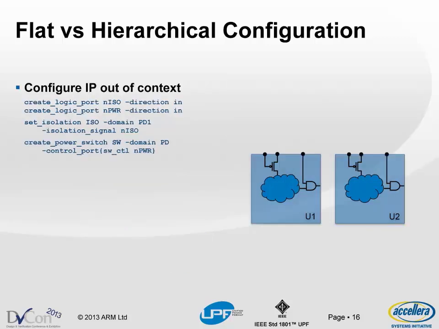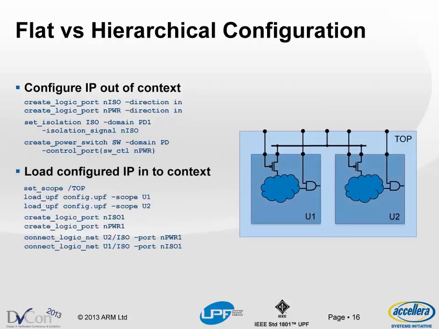In order to configure hierarchically, you need to configure your IP out of context. And in order to do that, you don't have access to the output pins of your power management unit. So when you're going to insert your isolation or insert your switches, you've got nothing to wire it up to. This is why we needed to add to UPF2 the create_logic_port and create_logic_net, so that we could add this to the RTL without having to modify the RTL. So now we can create the ports that we want to use to add in the switches and the isolation like we did in the top-down.